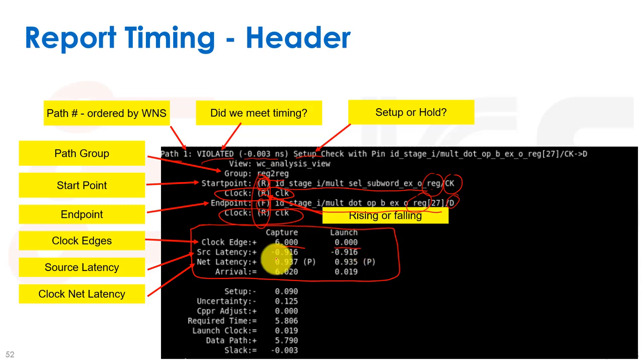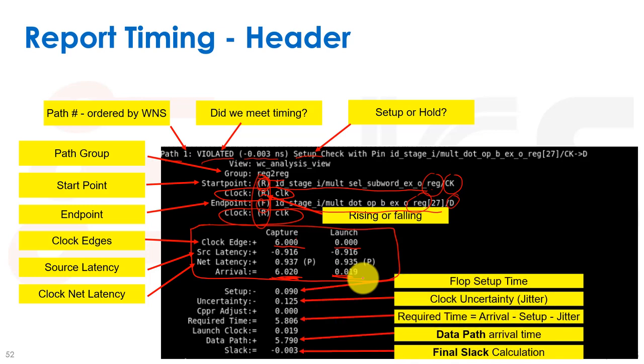The source latency and the net latency and so forth, these are parts that we'll get into better in clock tree synthesis, but it's showing the actual length of the propagation of the clock. And this is when the clock actually arrives at the flip-flop. So this one arrives at a delay of 20 picoseconds, and this one arrives at a delay of 19 picoseconds.